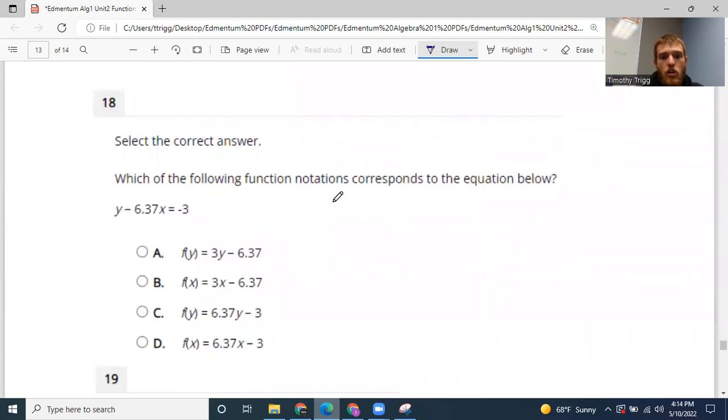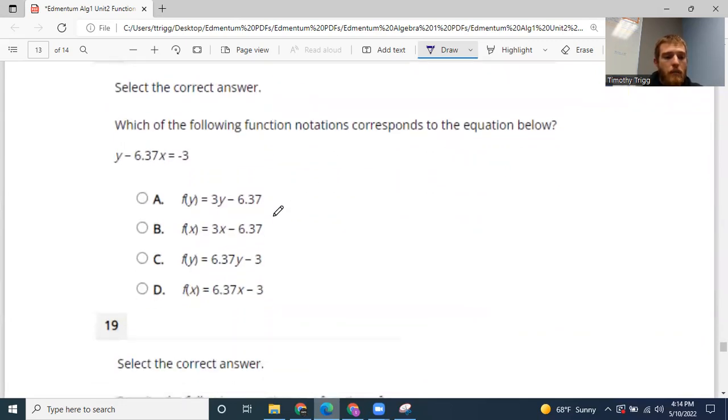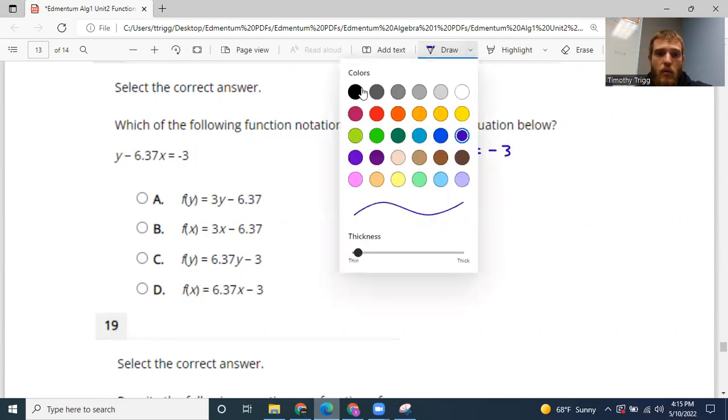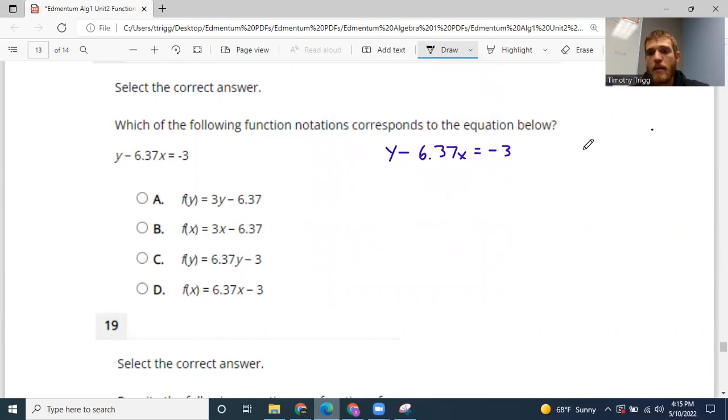Which of the following function notations corresponds to the equation below? So here we have this equation. When we want to write an equation like this into function notation, what you want to do is get y by itself. So that's generally your first step, if it's not done already: let's go ahead and solve for y.